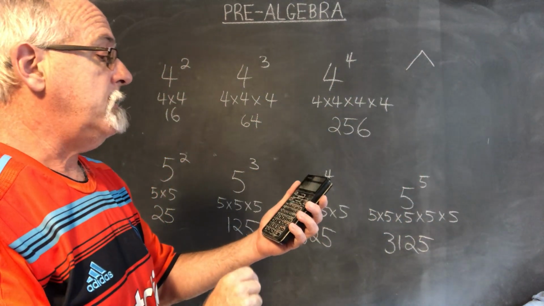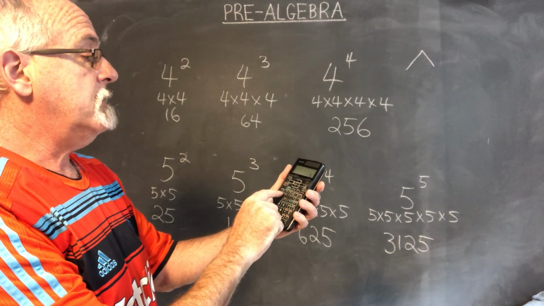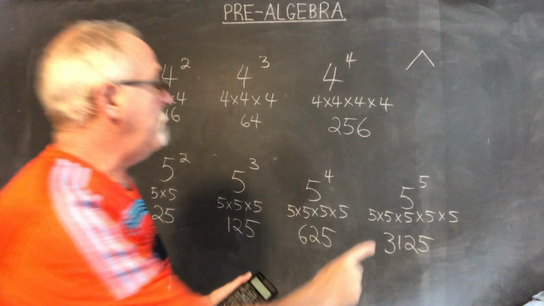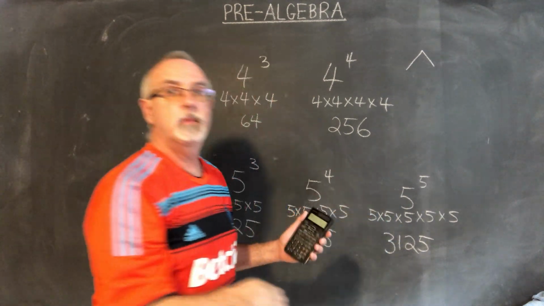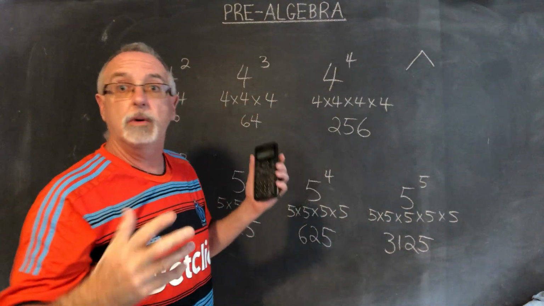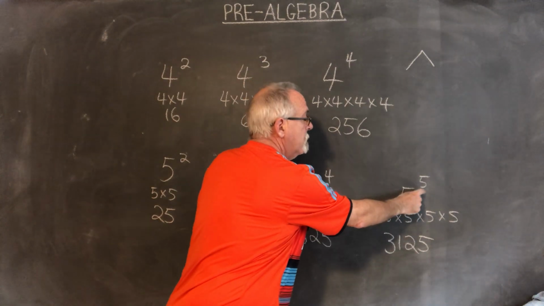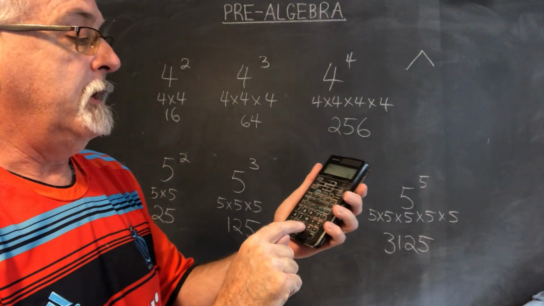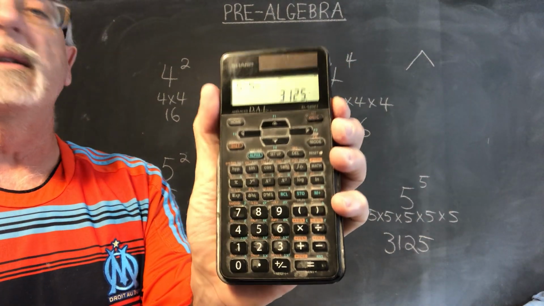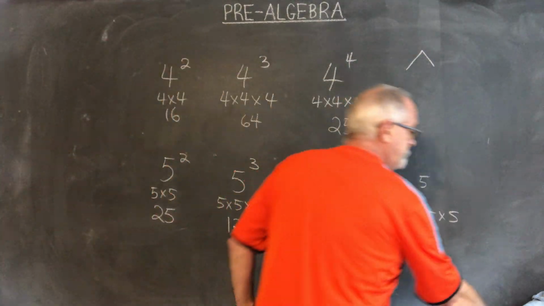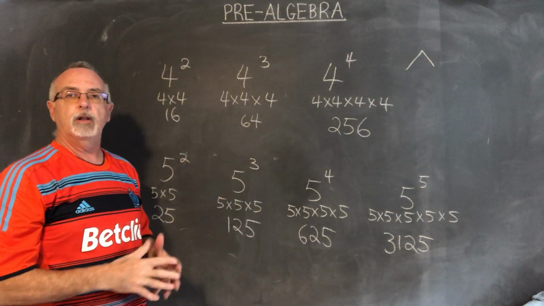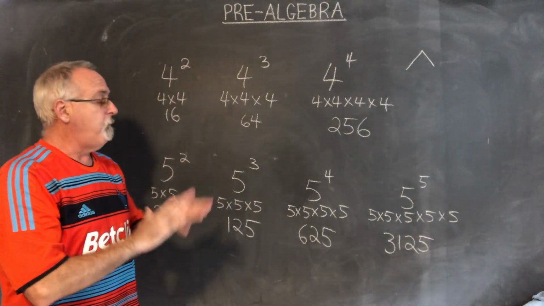But with this y to the x button, I'm doing 5, then I'm pressing y to the x, and then I'm putting another 5. So I'm telling it that my base is a 5. I want to bring it to an exponent, and it says, what exponent do you want? And the exponent I want is another 5. 5, then y to the x, and then 5 equals 3,125. No problem. So play around with the exponent buttons on your calculator. Learn how they work. They're fun to use.